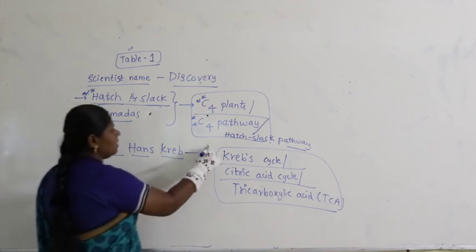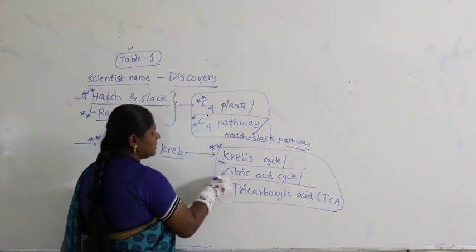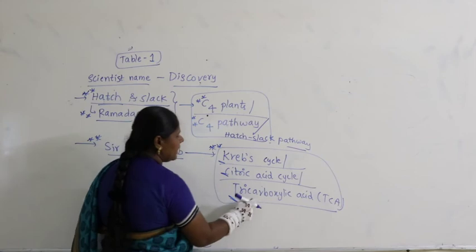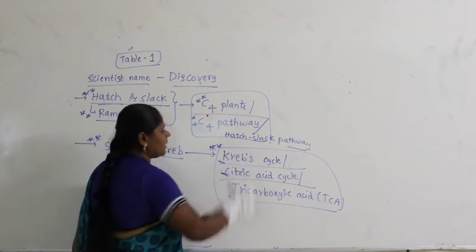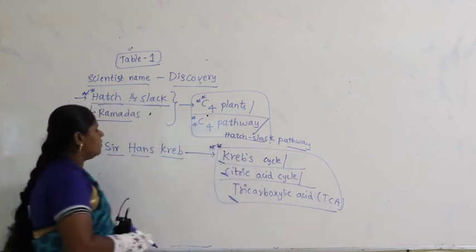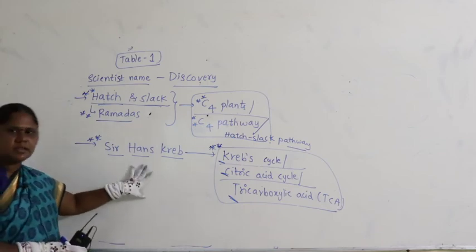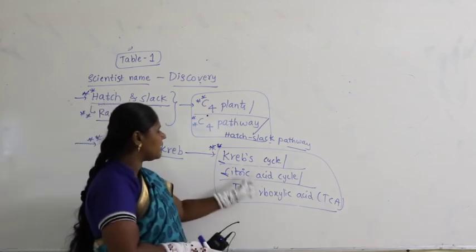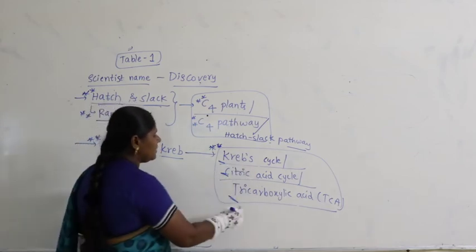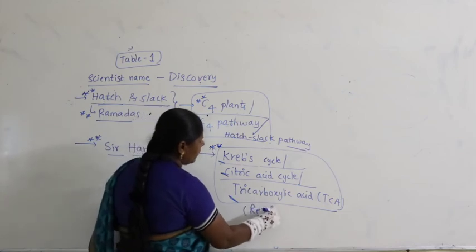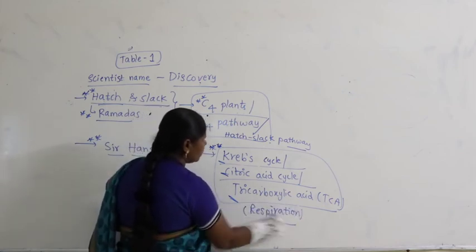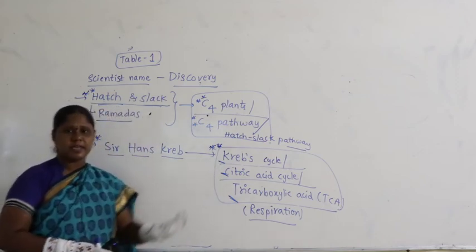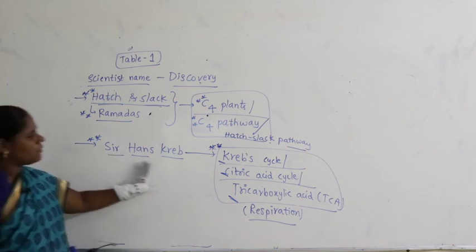Okay, so we say Krebs cycle, citric acid cycle, tricarboxylic acid cycle, TCA cycle. Sir Hans Krebs is the scientist who studied and discovered the citric acid cycle, or tricarboxylic acid cycle, or Krebs cycle. Remember guys, we will discuss this at the time of respiration. In respiration, one of the pathways which plays a very important role is the Krebs cycle. So make sure that you remember the scientist's name along with the discovery.